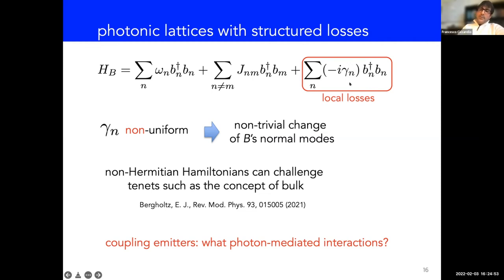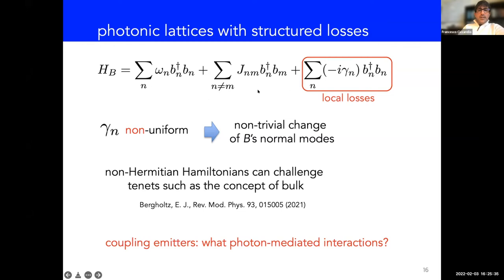Now, assume that I allow cavities to be lossy, so I have local losses in my photonic lattice. And the question is, how does this affect the occurrence of atom-photon bound states? So you know that a lossy photonic bath is commonly described, for instance, in quantum optics, not necessarily in quantum optics, through an effective non-Hermitian Hamiltonian. However, the standard case considered so far is that of uniform losses. Namely, you put the same loss rate on each lattice site.